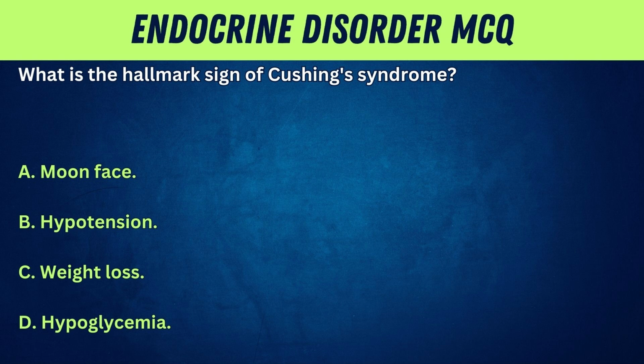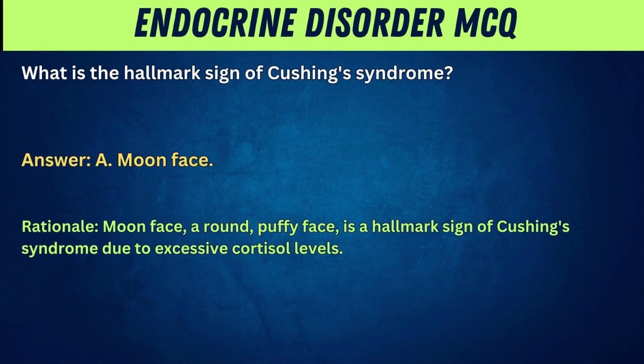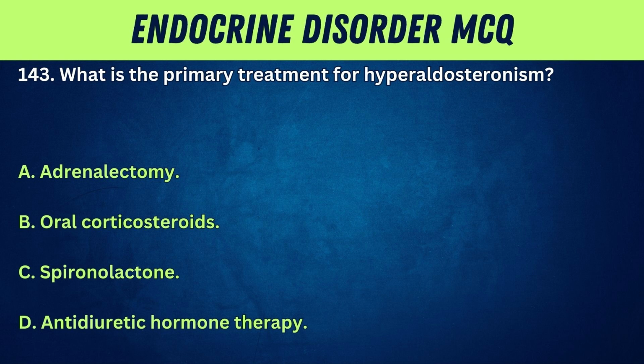142. What is the hallmark sign of Cushing syndrome? A. Moon face. B. Hypotension. C. Weight loss. D. Hypoglycemia. Answer: A. Moon face. Rationale: Moon face, a round, puffy face, is a hallmark sign of Cushing syndrome due to excessive cortisol levels.